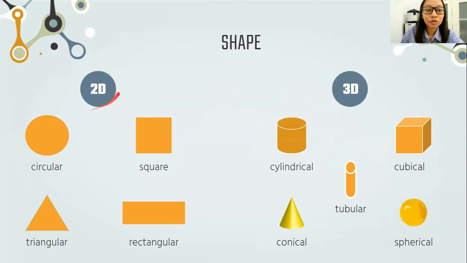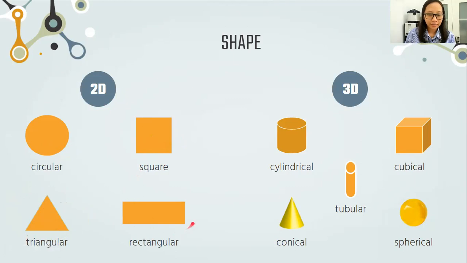Nah, ada yang 2 dimension, ada yang 3 dimensions. Circular, bulat aja, 2 dimensi, circular. Remember that we are talking about adjective, jadi bukan circle. Circle is a noun. And the adjective is circular. Kotak, square. This is triangular. The noun, kata bendanya itu triangle. Tapi kata sifatnya triangular.